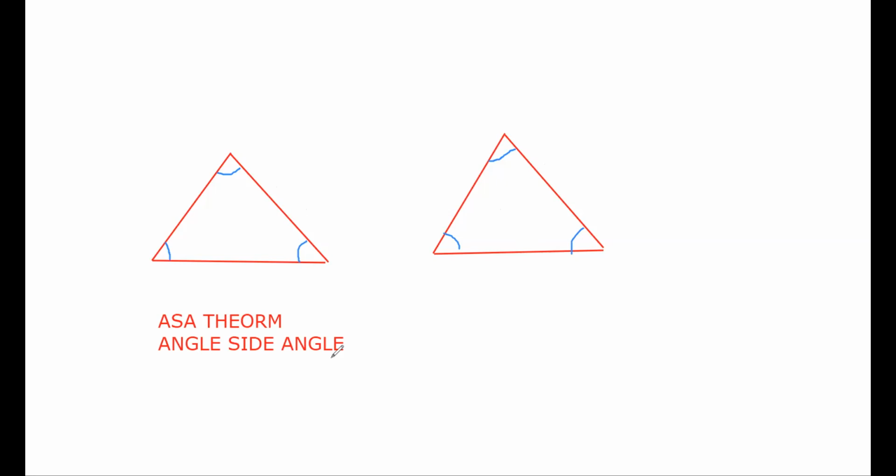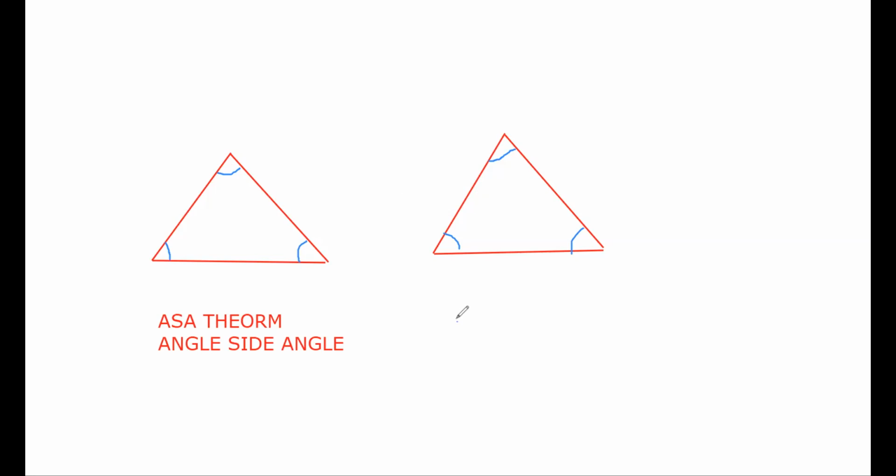And ASA means what? Angle comes first, and then a side included in between, and then an angle. Yani, for example, if I tell you that this angle is equal to this angle, and this angle is equal to this angle, and this side is equal to this side, is this enough for me? Is this the ASA theorem? No, this is not the ASA theorem. For the ASA theorem to happen, the side should be included between the two angles.